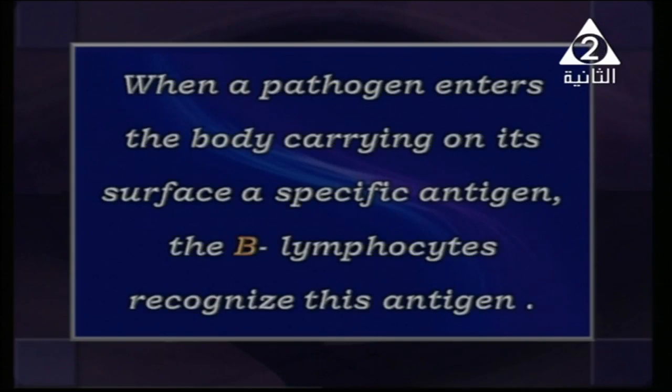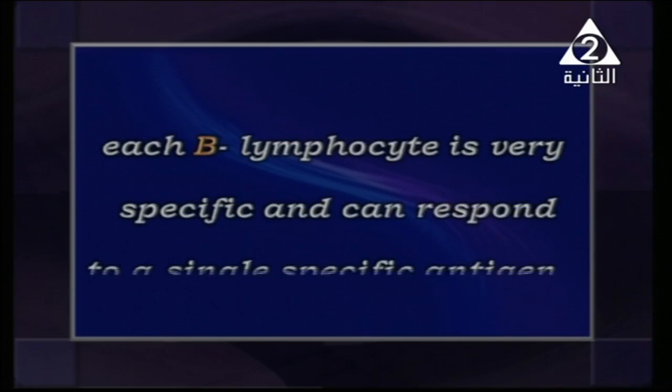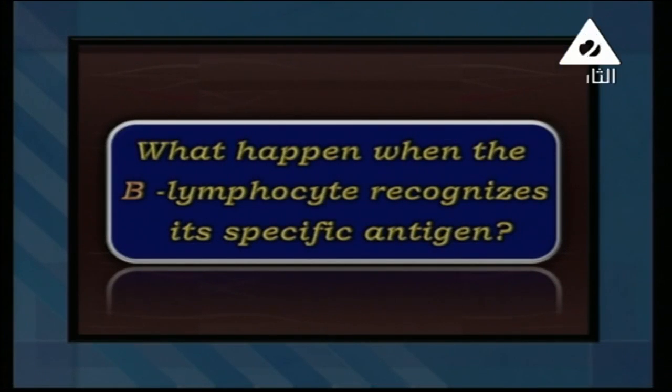When a pathogen enters the body carrying on its surface, as we said before, a specific antigen, the B lymphocytes recognize this antigen. Recognize means it wants to attack it, it wants to give some information about it. As we said, the B lymphocytes work as an archive or database inside your body. Each B lymphocyte is very specific and can respond to a single specific antigen. But what happens when the B lymphocyte recognizes its specific antigen? Let's start.